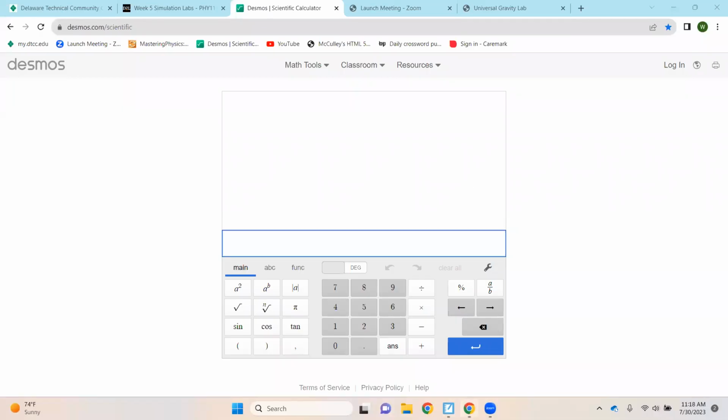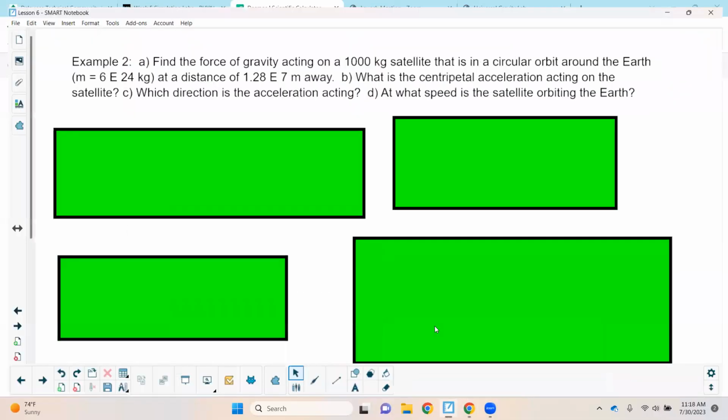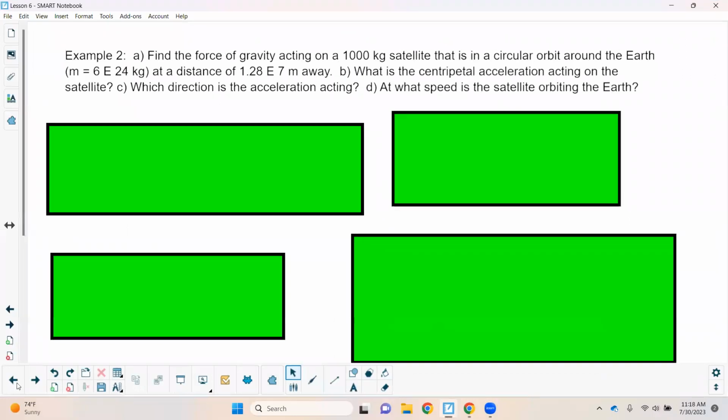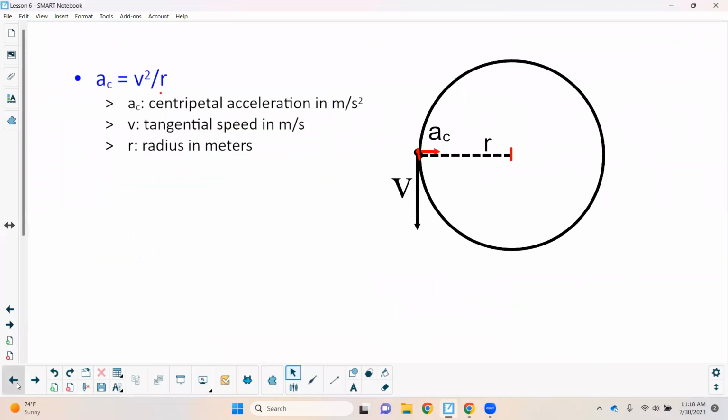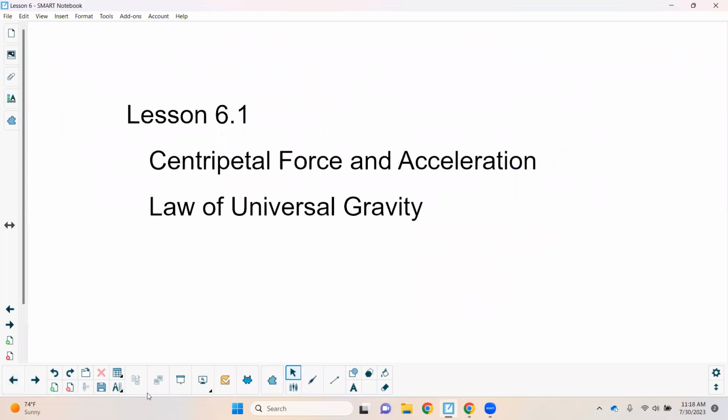All right, guys, so we're going to start with our lesson on 6.1. Let me get back to the very beginning, sorry, which is on centripetal force and acceleration. So centripetal force, centripetal acceleration, and the law of universal gravity.